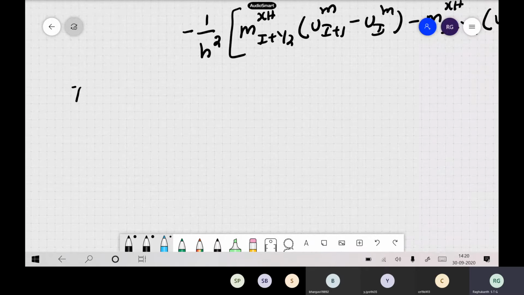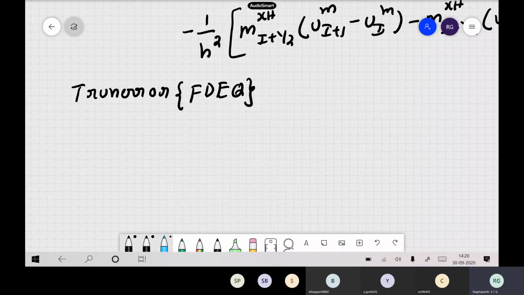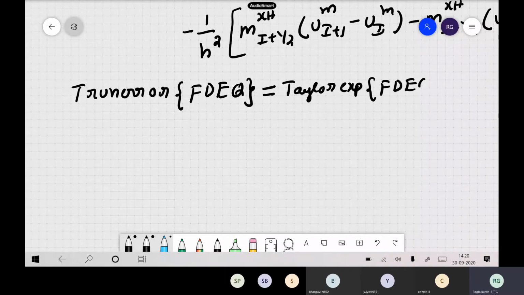Now if you try to find the truncation error, what is the error with this finite difference equation? Long back we said, take the Taylor expansion of your FDEQ, the finite difference equation, minus the original equation. Now what do you call this thing? What is this property known as? Long back you followed, right? Consistency. No, it is not convergence.